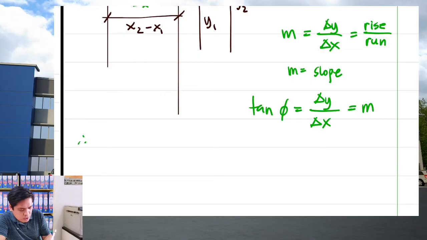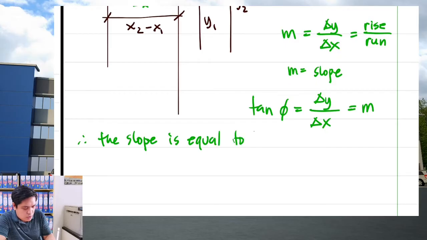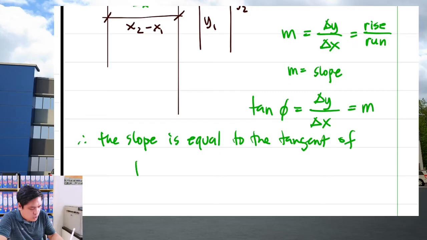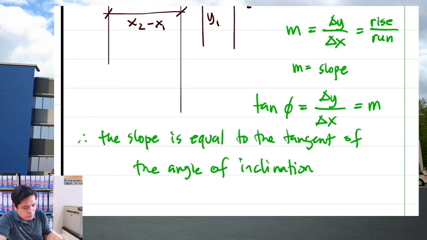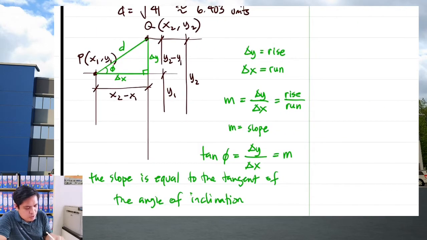So therefore, the slope is equal to the tangent of the angle of inclination. So phi is the angle of inclination. Okay, phi is the angle of inclination.